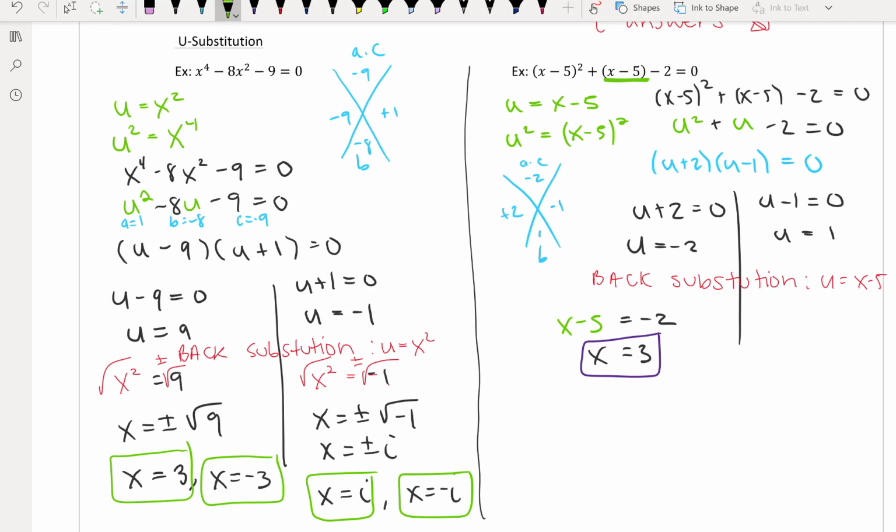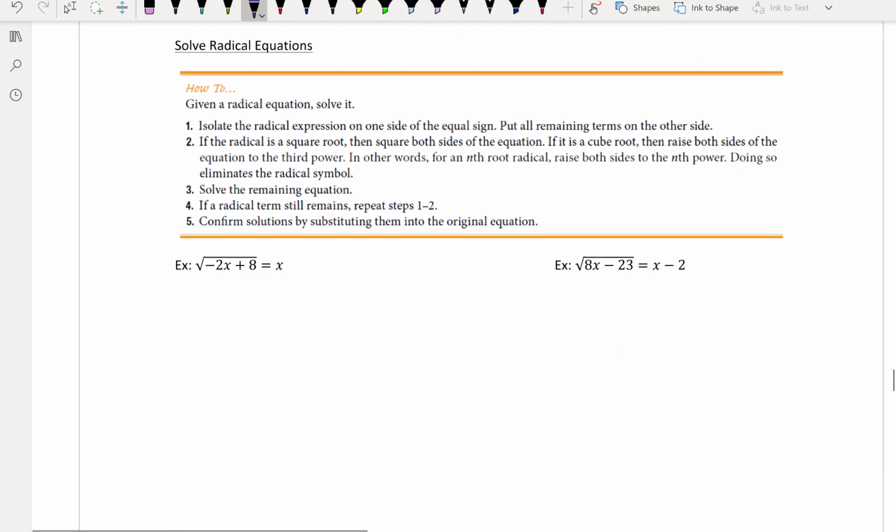Now I have that u is equal to 1, so I'm going to have x minus 5 is equal to a positive 1, so then x is going to equal a positive 6. So I get x is equal to 3 and x is equal to 6. Okay. Going on to our next section, we are now going to be able to solve these radical equations.